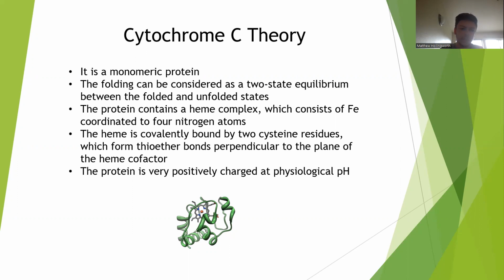The heme is covalently bound to the protein by two cysteine residues. These form thioether bonds perpendicular to the plane of the heme cofactor, which gives the overall geometry around the iron octahedral shape. Another key feature of the protein is that it's very positively charged at physiological pH. This will play a big role later on when we start to discuss how changing the pH affected the stability of the cytochrome C.